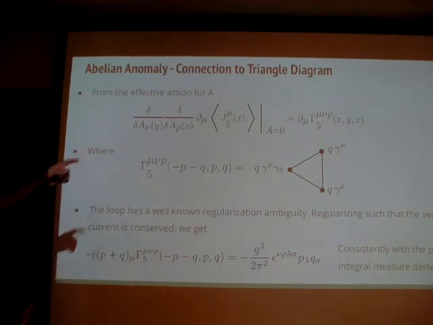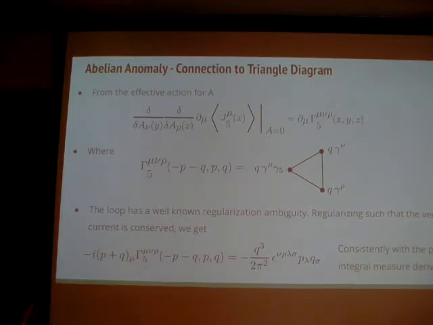Now, this loop has a regularization ambiguity. So when you have a mixed anomaly, in this case it's between the vector current and the axial current, I can choose how to regulate it. And I can choose to regulate it such that it conserves the vector, or it conserves the axial, but I cannot regulate it such that it conserves both. That's the meaning of having a mixed anomaly.